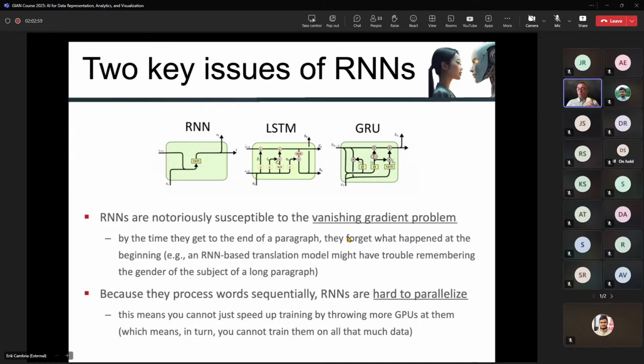But they were also suffering from some problems, like the vanishing gradient problem. They were also not perfect at remembering the important context in case of very long sentences or very long paragraphs. But most importantly, because of the way they work, the fact that they worked in sequence, they were hard to parallelize.